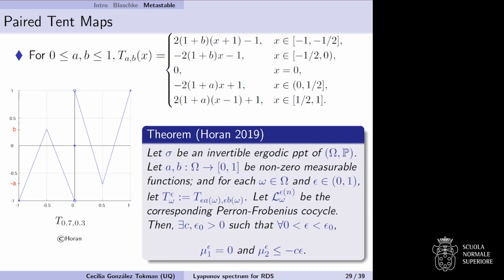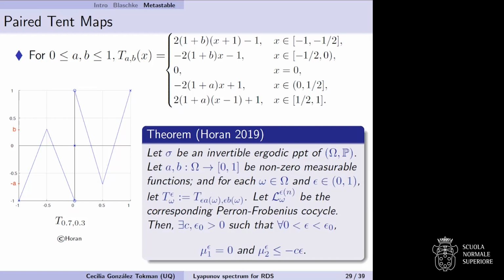And of course, when A and B are 0, we have a system which is not ergodic. It has these two invariant components, and it preserves two measures: Lebesgue measure on the left and Lebesgue measure on the right are invariant. But as soon as A and B are positive, there's a unique invariant measure for the system. And this is what we have been studying.